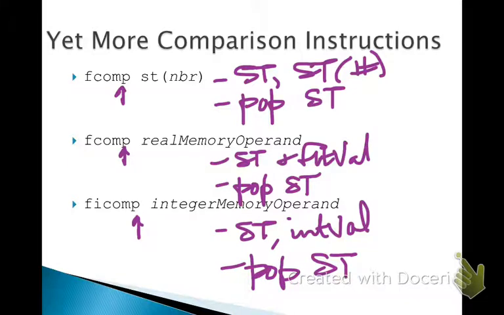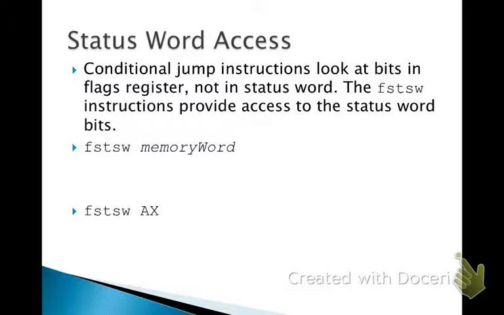Okay, now that we've done this, let's go back to something I told you at the beginning of this discussion. We talked about status word access. Remember, we went through the fact that the floating point processor has 8 80-bit registers that are organized as a stack, but then we also said there are several 16-bit registers, including the status word register.